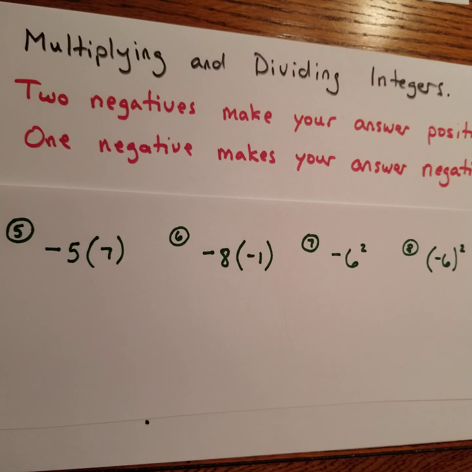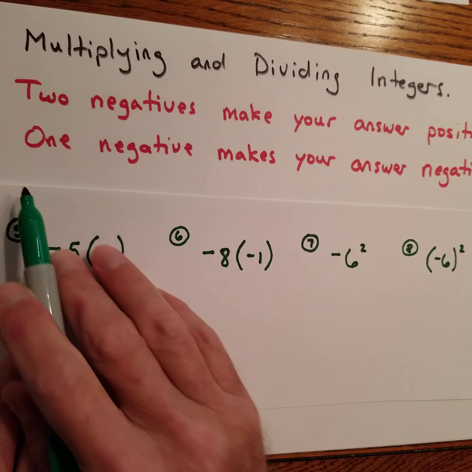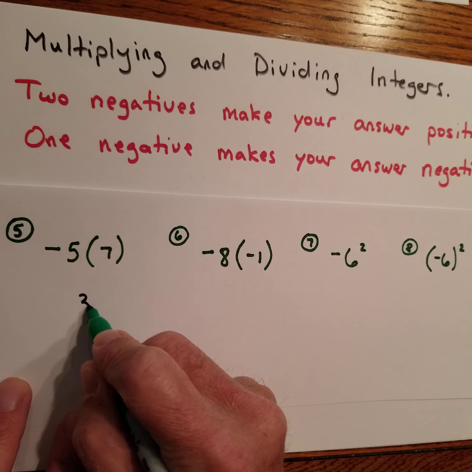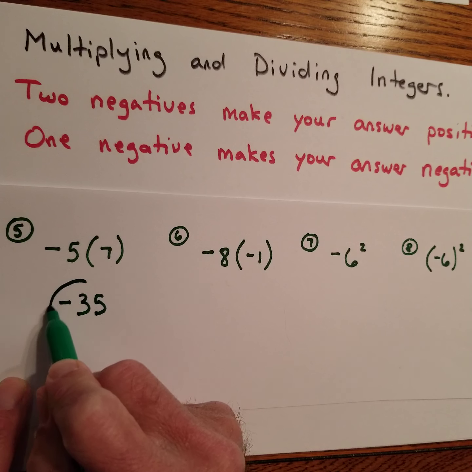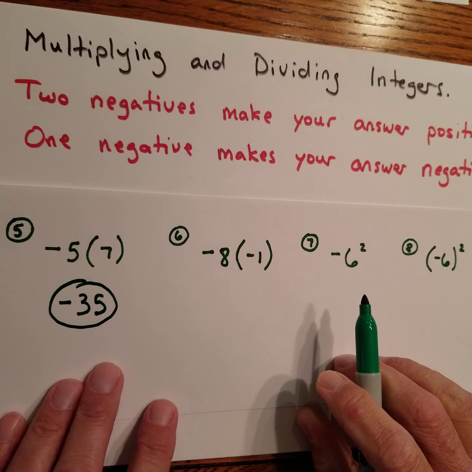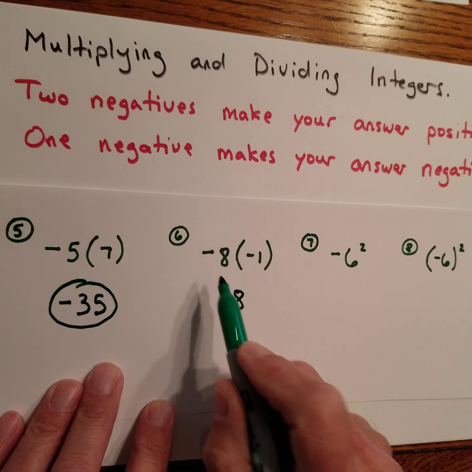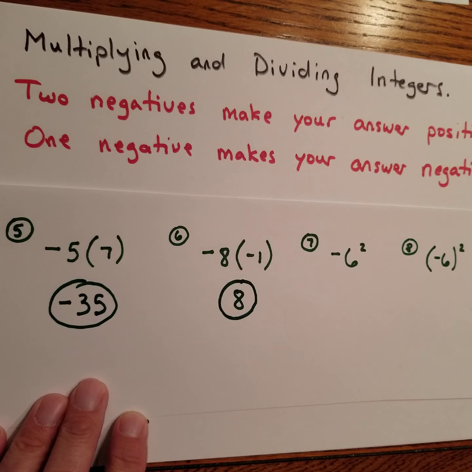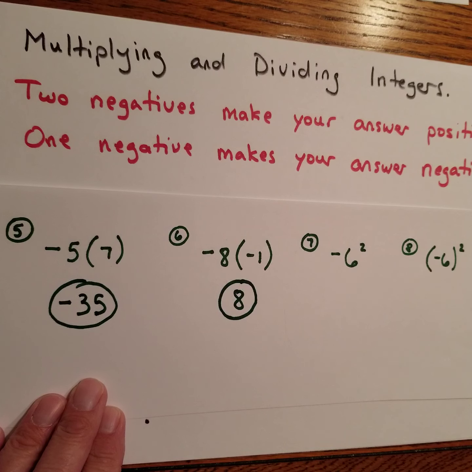When multiplying and dividing, we remember that 2 negatives make a positive. 1 negative makes your answer negative. Look at number 5. I know 5 times 7 is 35. And when I have 1 negative, my answer is negative. On number 6, 8 times 1 is 8. But 2 negatives make a positive. That's the way I want you to show your work on your homework. Write the problem down, put the answer underneath it.